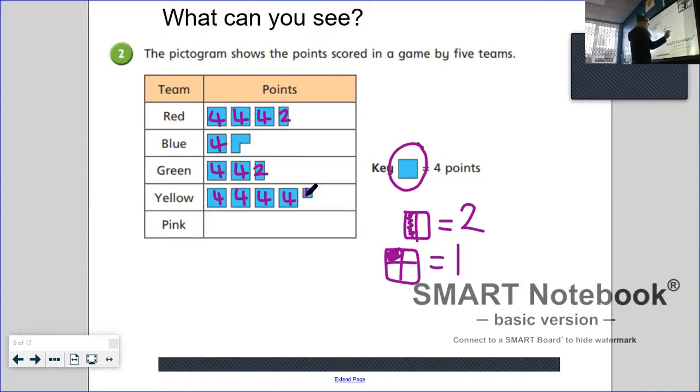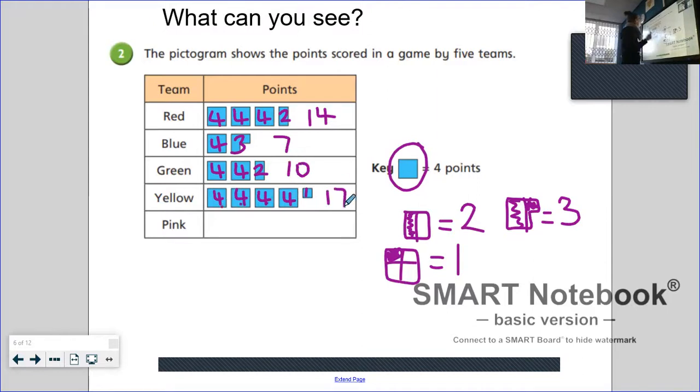And then I've got this random one that looks like that square. Well, let's have a look. We've got a half there, and we've got a quarter bit there. And we know that the half equals 2 and the quarter is 1. So add them together must be a 3. So I add in that as a 3. So now I can type my totals in. So 4, 8, 12, add 2 is 14. 4 add 3 is 7. 4 add 4 is 8, add 2 is 10. And then this one we've got 4, 8, 12, 16, add 1 is 17. So straight away, I've worked out my totals, I've worked out my key.